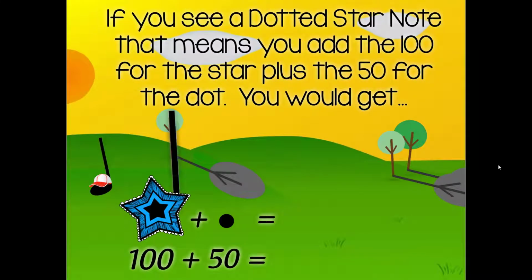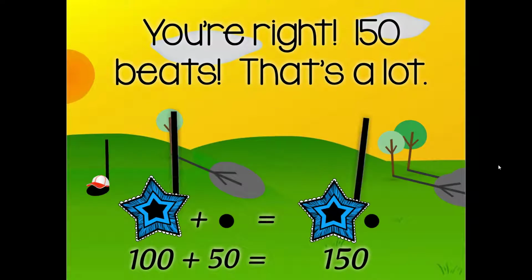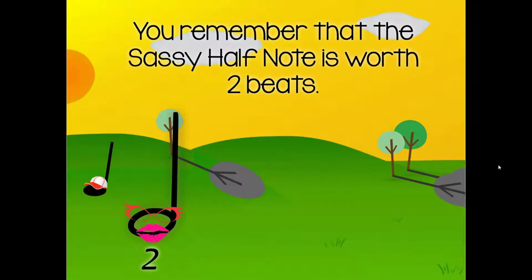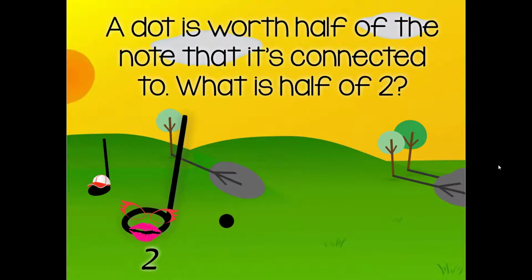If you see a dotted star note, that means you add the 100 for the star plus the 50 for the dot. You would get... You're right, 150 beats. That's a lot. You remember that the sassy half note is worth 2 beats. A dot is worth half of the note that it's connected to.